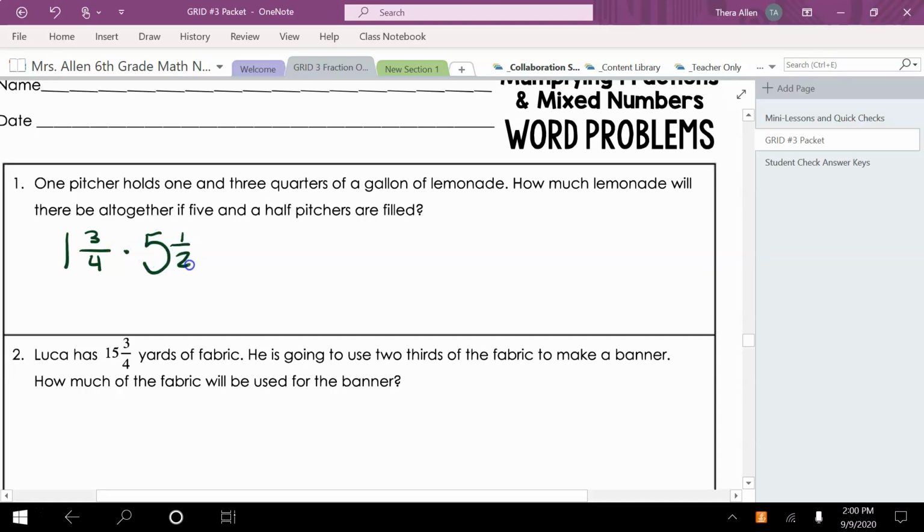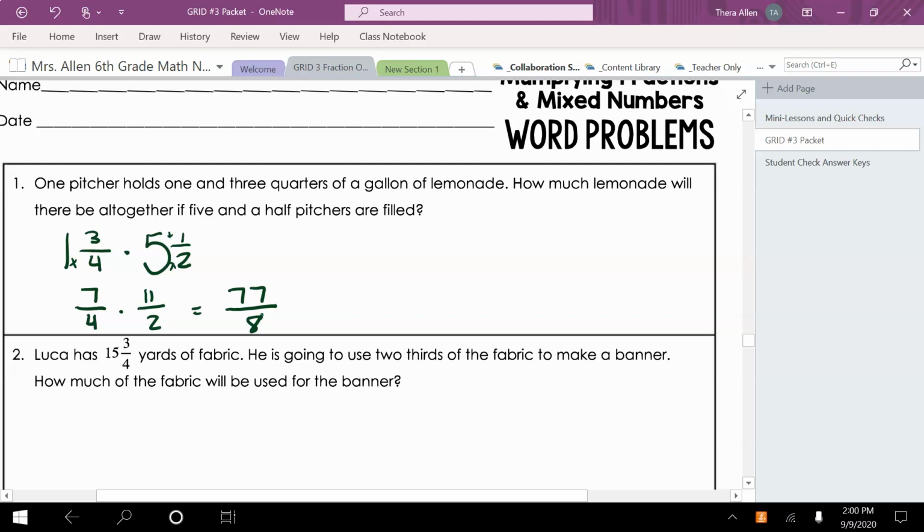5 1/2 are filled. Now, if you remember, before we can multiply mixed numbers, we have to change them into improper fractions. 4 times 1 is 4, plus 3 is 7/4, times 5 times 2 is 10, plus 1 is 11/2. There are no common factors, so I cannot cross cancel. I just have to multiply across. I get 7 times 11, which is 77. 4 times 2, which is 8.